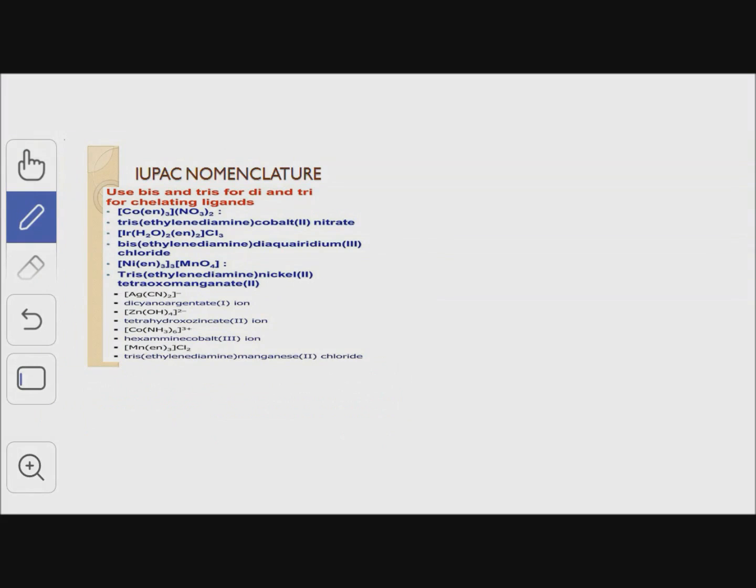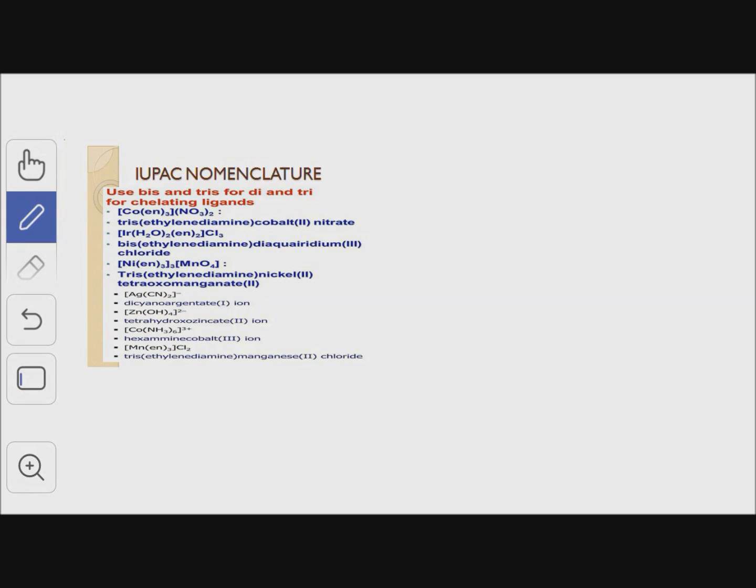These are some more examples using bidentate or tridentate ligands, for example Co(en)3. Here en is the bidentate ligand. It has 2 donor atoms, and in this Co(en)3, this 3 is represented by the prefix tris, tris ethylene diamine cobalt 2 nitrate.